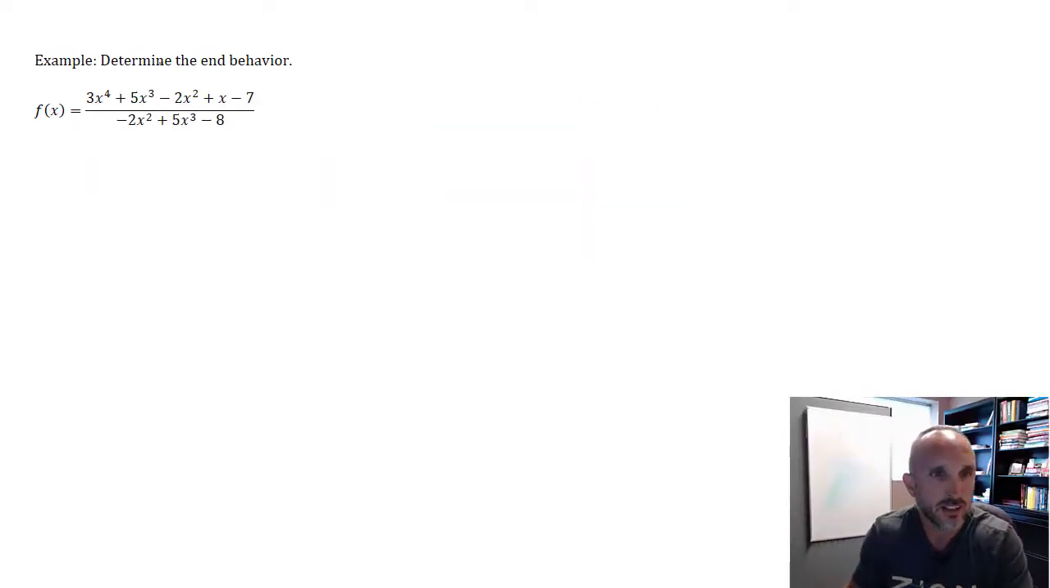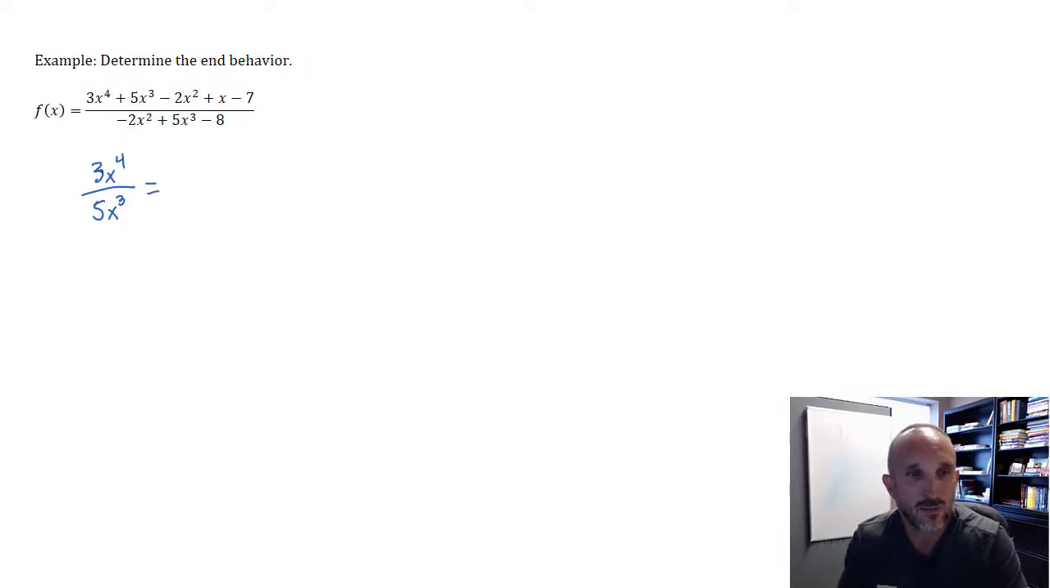All right, so we've got 3x to the fourth plus 5x cubed minus 2x squared plus x minus 7 over negative 2x squared plus 5x cubed minus 8. Now, luckily, we don't have to do any simplifying to find the leading term. We don't have to multiply anything together. So on top, the leading term is the highest power, so that's 3x to the fourth. And on bottom, the leading term is the highest power, so that's positive 5x to the third.